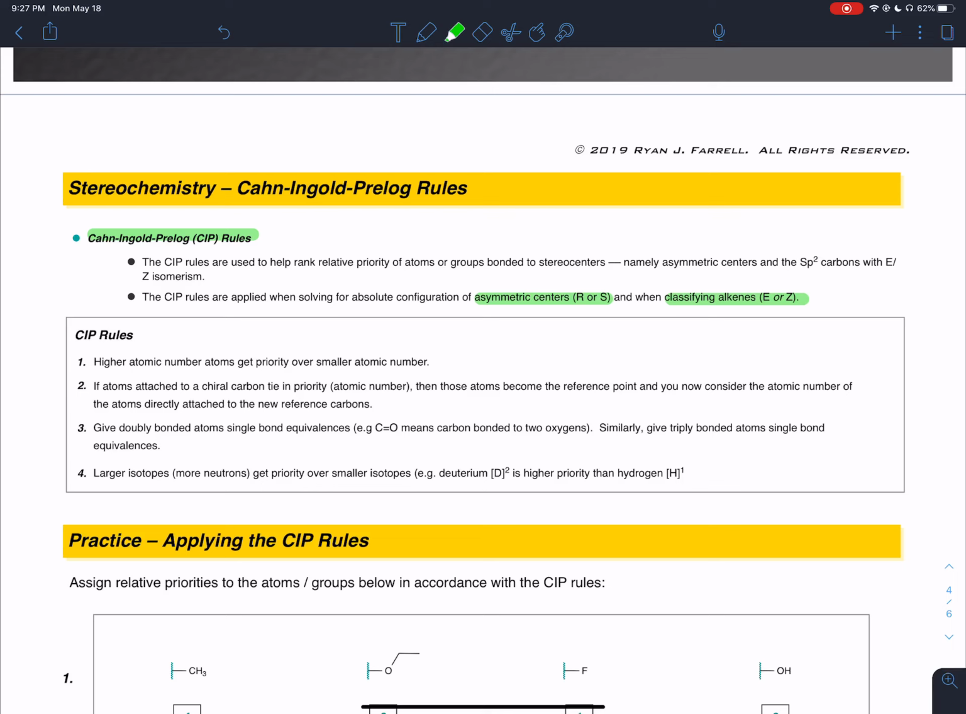Now, it's important, before we even talk about the process by which we classify them, that we talk about these Cahn-Ingold-Prelog rules, because we have to be able to assign relative priority to different atoms and/or groups, and that is done by using the Cahn-Ingold-Prelog rules. Again, these will apply to determining R and S and to determining E versus Z alkenes.